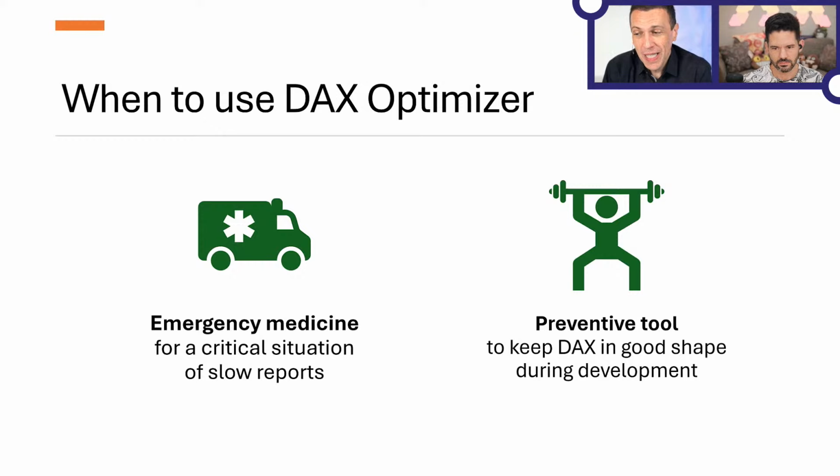So I have a slow report. I don't know what to do. I use DAX Optimizer. And DAX Optimizer, because it prioritizes the slowest measures, is likely to show you a bottleneck in your model. Now, pay attention. If you have one slow report and you have 1,000 measures, we don't know today which measures are used in your report, and so we analyze the entire model. Usually we find slow measures in any case.